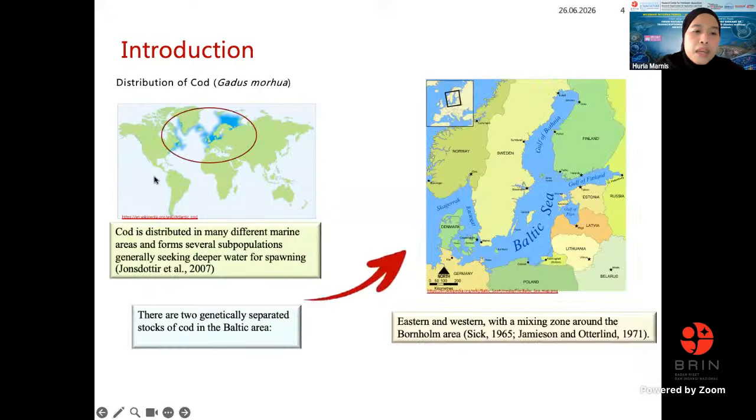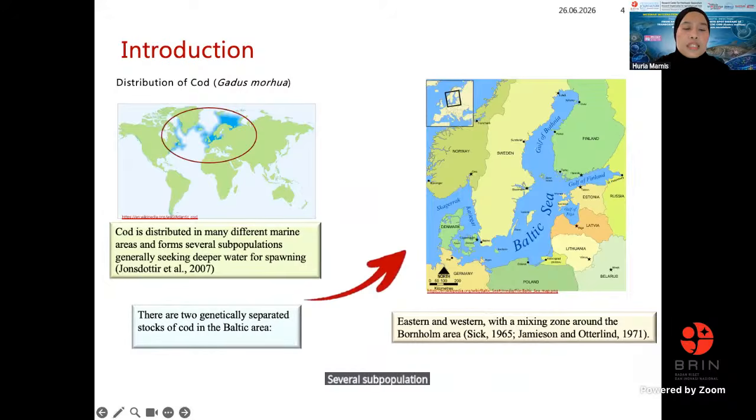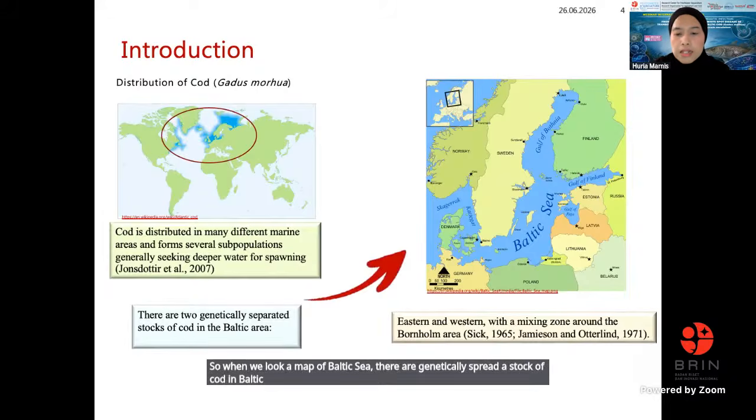And this is the distribution map of the cod. It is distributed around Northern Europe and North America. Several subpopulations seek deeper water for spawning. So when we look at a map of the Baltic Sea, there are genetically separate stocks of cod in the Baltic Sea area, in the eastern and the western areas, and a mixed zone around the bottom area.